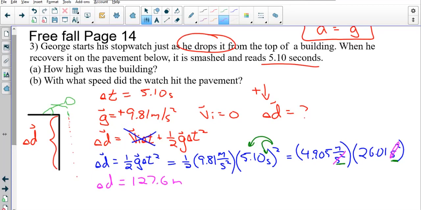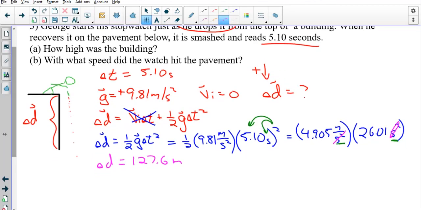If I round this to follow the rules of significant figures, I would have to say that it is a 3 significant figure value. And therefore I have 128 meters is the approximate height of that building. And that is probably what your answer key will say at the back of your book. So that is part A.